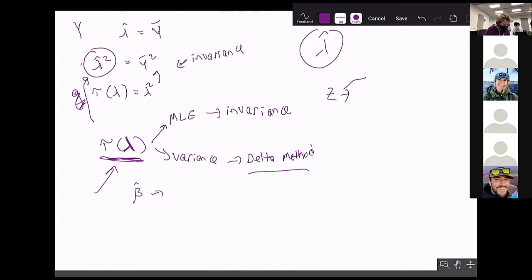If we have some transformation of lambda, like g of lambda or tau of lambda for a general function, we need the variance of that transformation so that we can compute p-values and confidence intervals. The delta method is one approach you can take to do that.